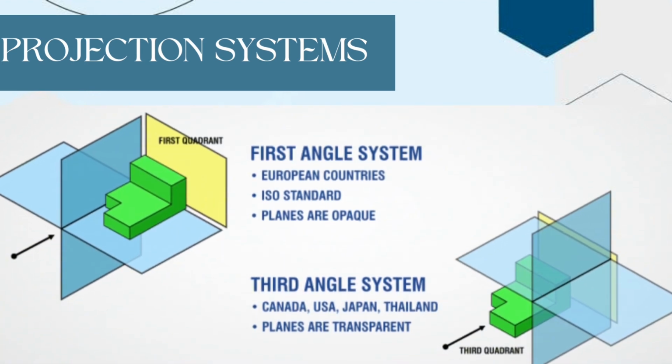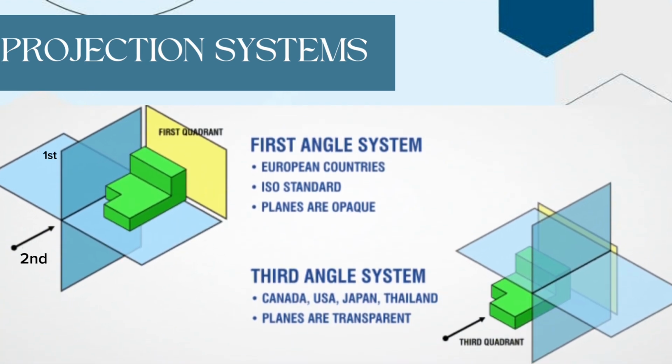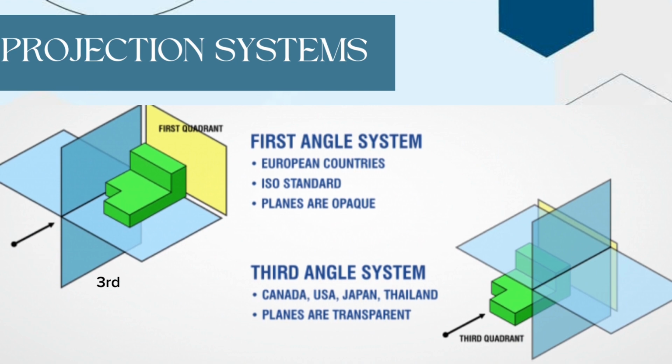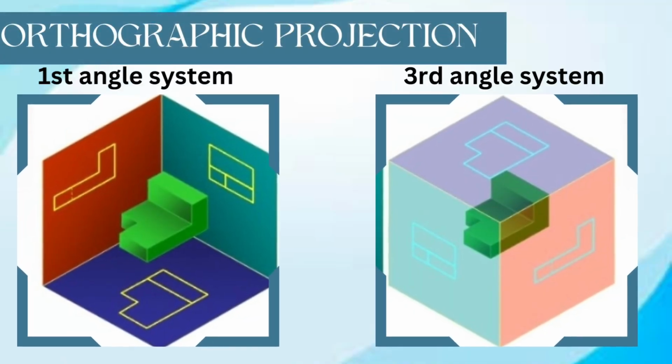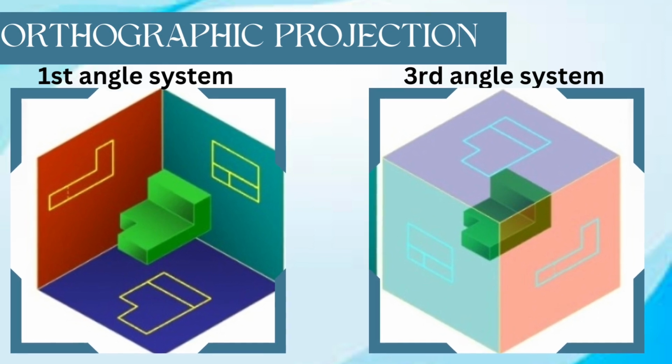So this is the first quadrant, second, third, and fourth. Place the object in the first quadrant, then draw its front, top, and side view. When you place the object in the third quadrant, that is the third angle system. Now I will go into detail on the difference between the first angle and the third angle.